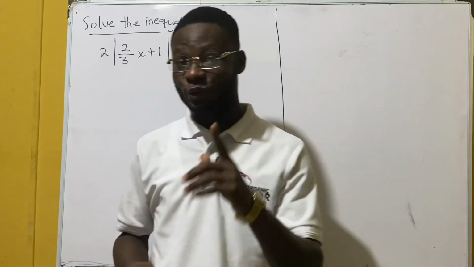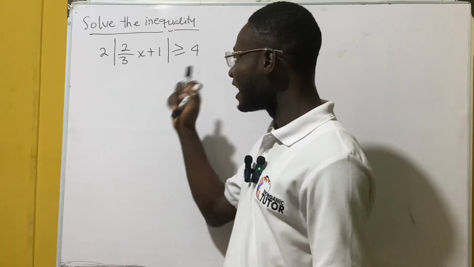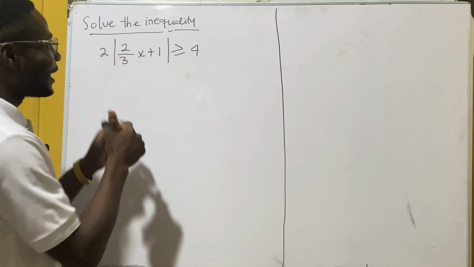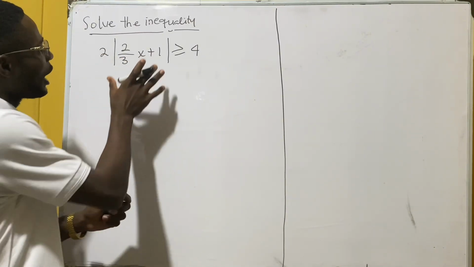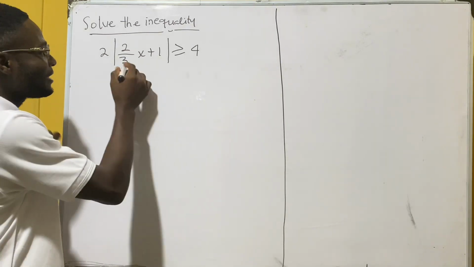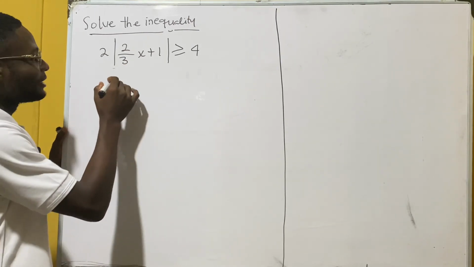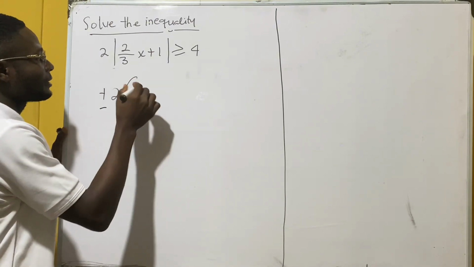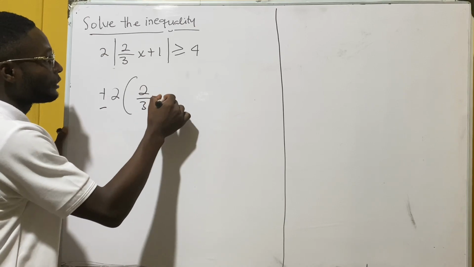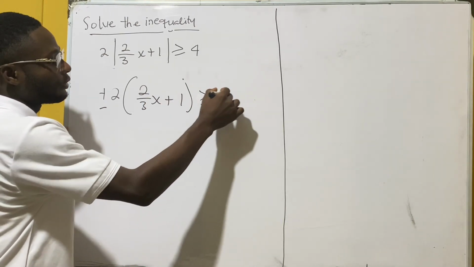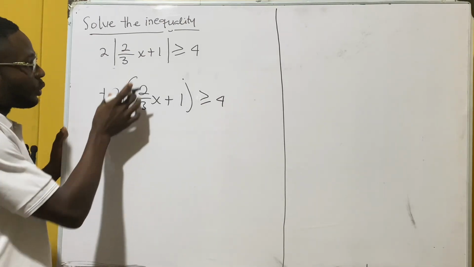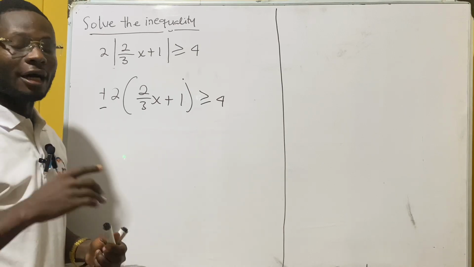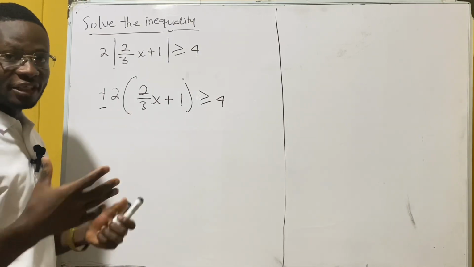In this episode, we are going to look at how we can solve this particular inequality. Okay, let's dive into it. This right here is an absolute inequality. So this means that you have plus or minus 2 into 3x plus 1 greater than or equal to 4. Once you identify that the absolute sign is a plus or minus of the function, then you are good to go.